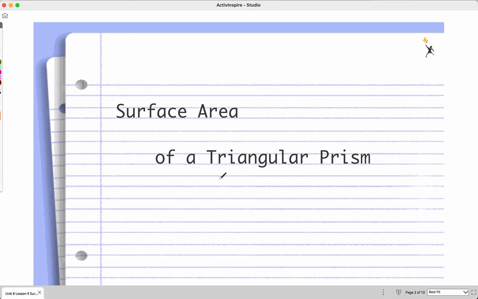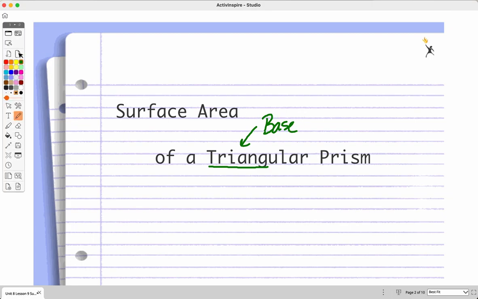Now, the rectangular prism is a little simpler because all sides of a rectangular prism happen to be a rectangle. So we don't have to worry about the idea of a specific base. But with a triangular prism, it is required that you use your triangles as the base. Okay? So you remember there are multiple formulas that we can use.